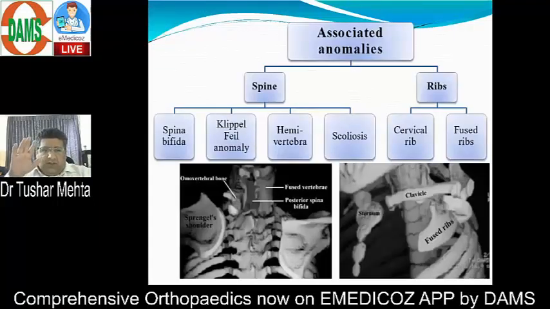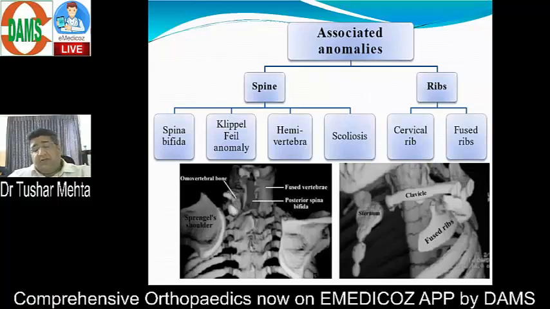Now, there are certain associated anomalies. What are those associated anomalies? I'm sure you can see there are certain associated anomalies of the spine. There are certain associated anomalies of ribs. Let's talk about ribs. Cervical rib. In the majority of cases of Sprengel deformity, you will see an associated cervical rib. You will see fused ribs.